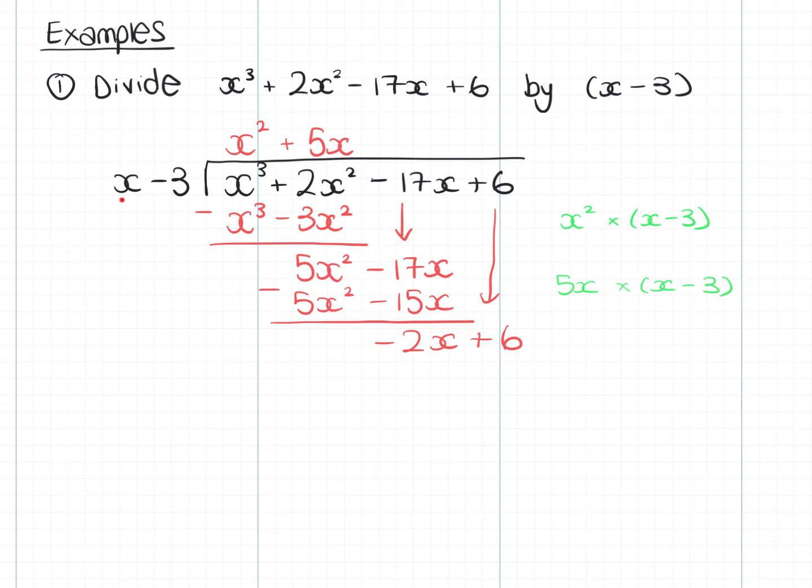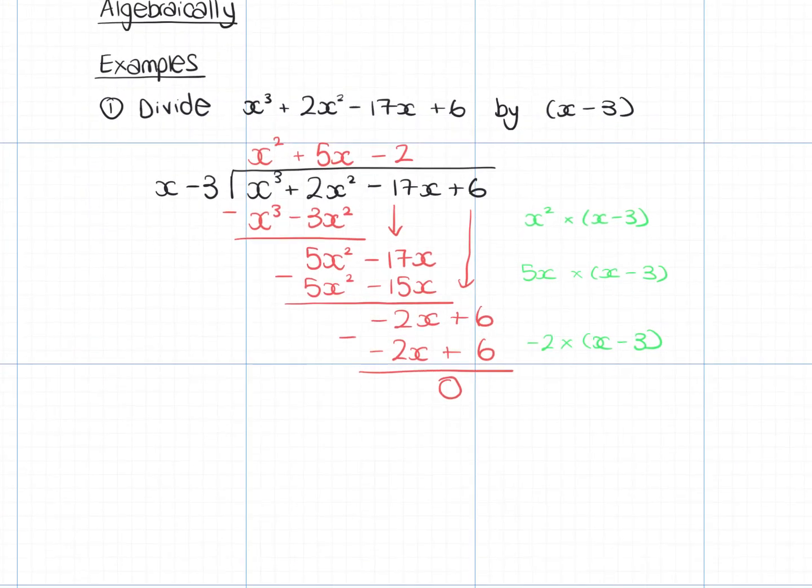So I've got my x here. What do I need to multiply that by to get minus 2x? I need to times that by a minus 2. And to work out my remainder, I need to do minus 2 times that bracket. That would give me minus 2x. Minus 2 times minus 3 is plus 6. And if I subtract those from each other, I get a remainder of 0.